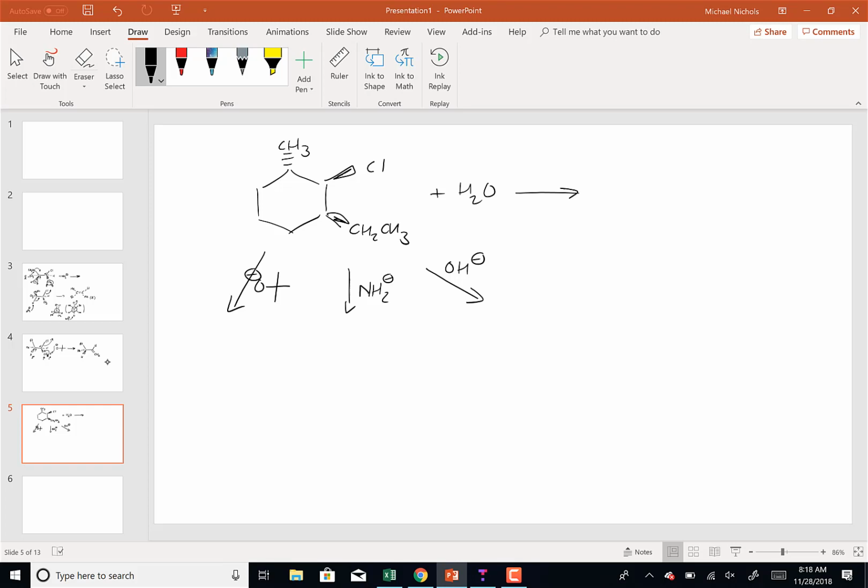So, how am I going to determine what the mechanism for each one of these reagents is? Give me your choice of the four reactions. H2O. Okay, what is it? It's a weak nucleophile. Okay, it's a weak nucleophile plus what kind of halide? Primary, secondary, tertiary.